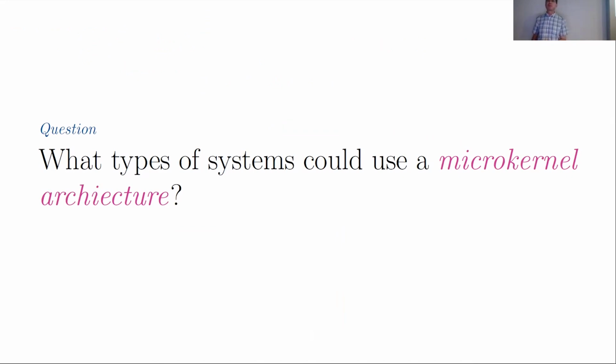So what other types of systems? We mentioned VS Code, IDEs, some operating systems, web browsers. What other types of systems could use a microkernel architecture? When we were trying to think of your tutorial, we had to sit down and think, but we did end up with close to a dozen.